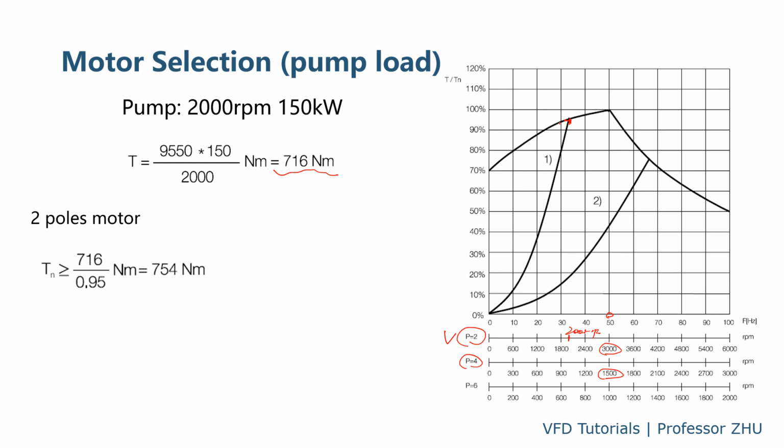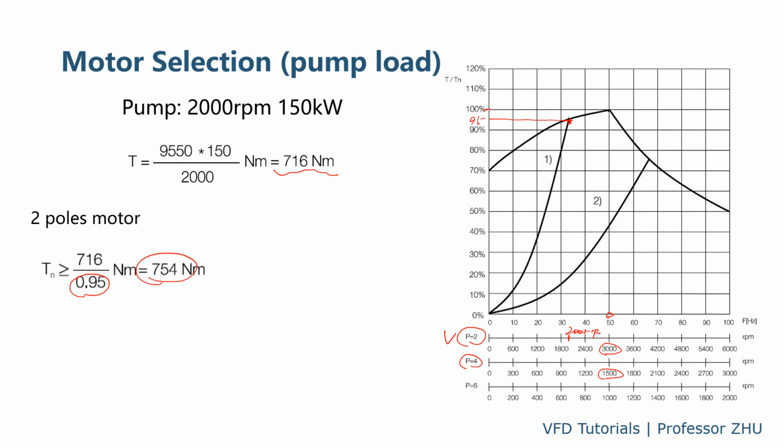So here we can see, at this point, the torque for the pump is 7160. But here you can see the output torque of the motor is about 95% of the rated. That means the rated torque of the motor should be 7160 divided by 95%. This is the rated torque of the motor.